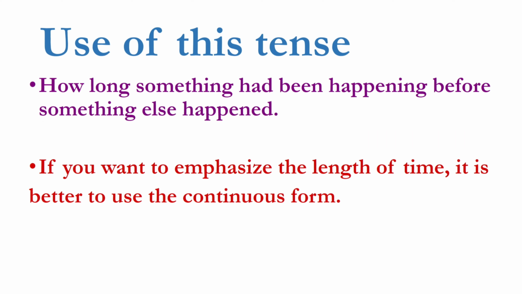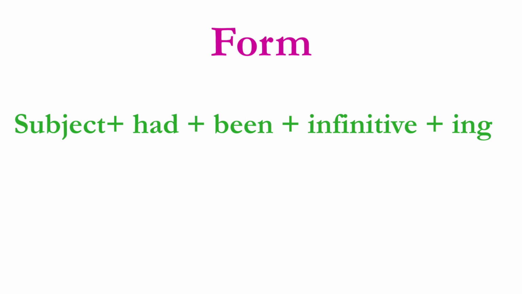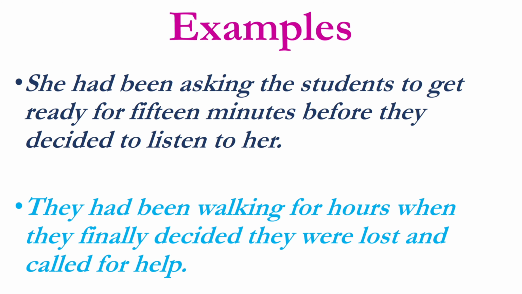This tense is used in the following conditions: how long something had been happening before something else happened. If you want to emphasize the length of time, it is better to use the continuous form. The form of this tense is subject plus had plus been plus infinitive plus ing. Examples. She had been asking the students to get ready for 15 minutes before they decided to listen to her. They had been walking for hours when they finally decided they were lost and called for help.